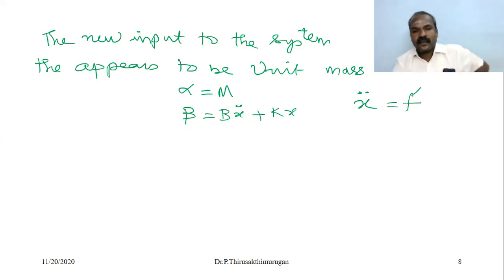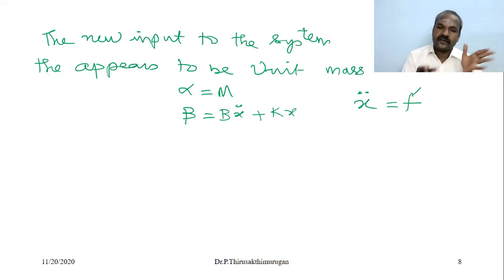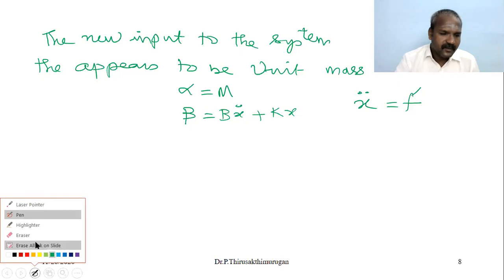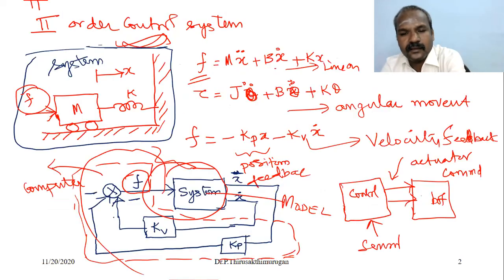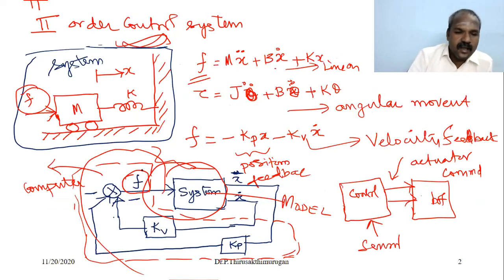So now we are partitioning the control system by also introducing new control constants, control parameters alpha and beta. Now let us modify the previous system. What is the previous controller block diagram? Please go through that. So this is the previous control block.